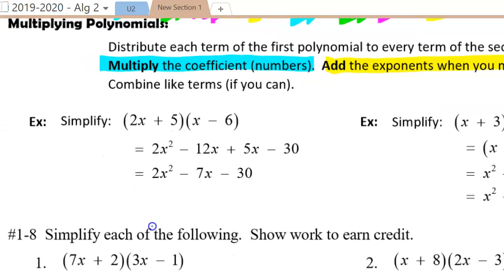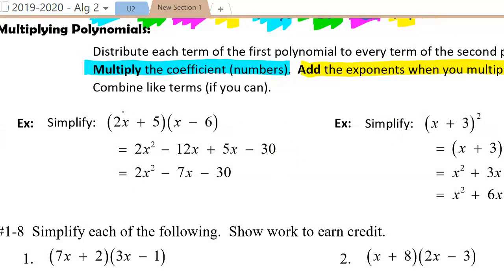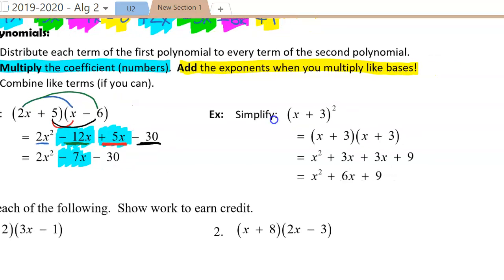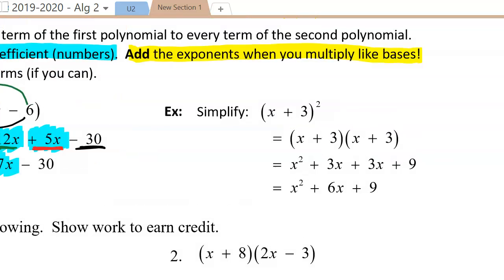In this first example, we used the distributive property. 2x times x gave me 2x squared. 2x times negative 6 gave me negative 12x. 5 times x gave me 5x. And lastly, 5 times negative 6 gave me negative 30. We would stop here. However, we look to see like terms. No other x squared terms, but negative 12x and positive 5x together makes negative 7x. Combining like terms there.